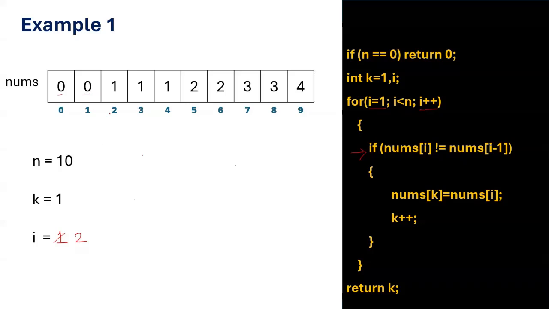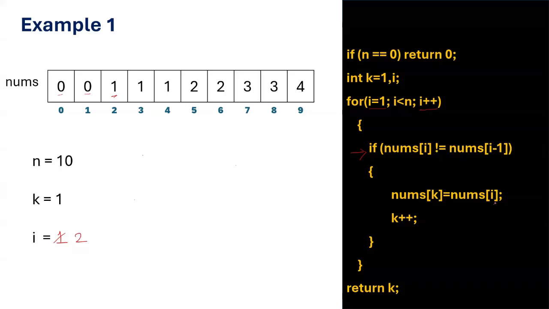i is 2. So nums[i] is 1. So compare 1 with the previous element, that is 0. Not equal because both are different. This condition is true. So these two steps will be executed.